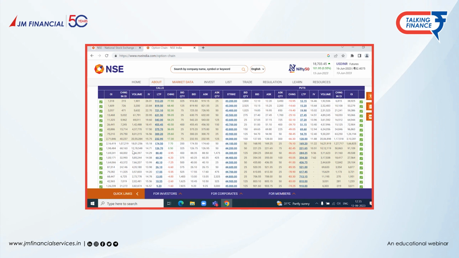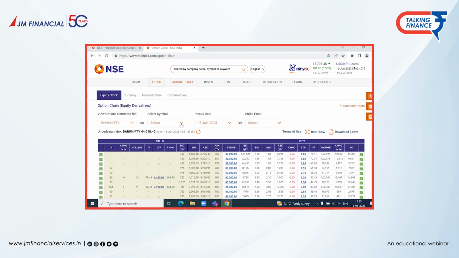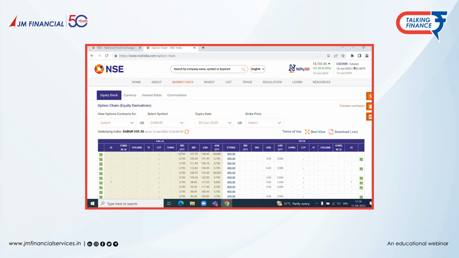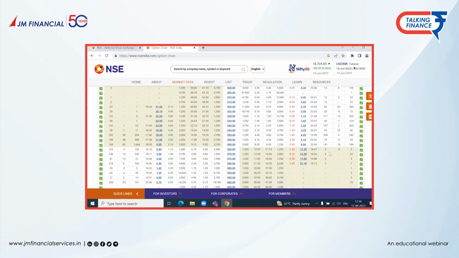Now this works for your stocks also, right? If you go to the top of the page, you can select any stock and it will work for all the stocks in the same way: put open interest and call open interest. But the trick is to identify which stock perhaps we should look at for the day.